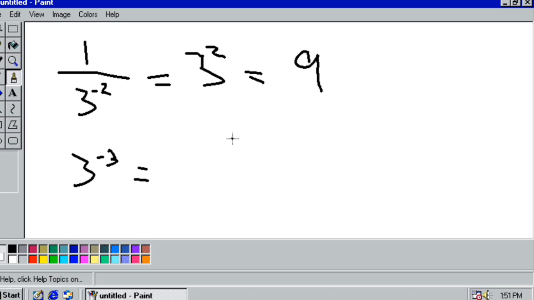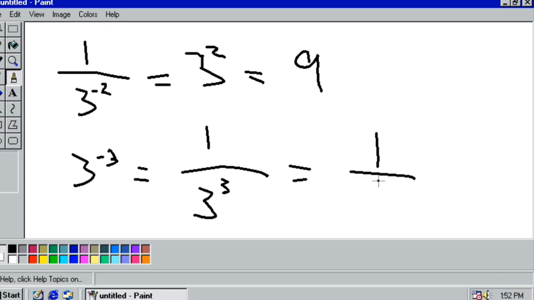Now, how about this? This is the reverse of our first example. So let's make the negative exponent positive. So we'll have it in reciprocal form. Remember that when we go to reciprocal form, the negative sign will be changed into a positive. So 1 over 3 times 3 times 3. 3 times 3 is 9, and 9 times 3 is 27. So that's our final answer.